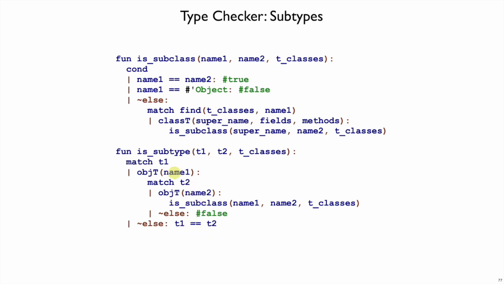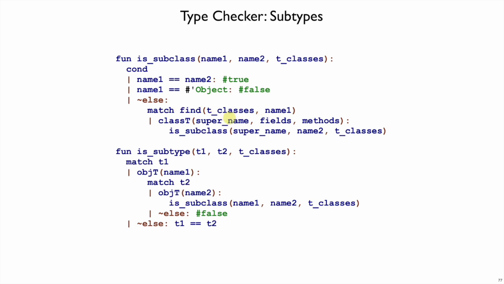But if they are both object types, then we can check whether the first one is a subclass of the second one. And the is subclass function works just as we were describing. We're going to walk up the tree starting from name1 to see if we hit name2. So if we've already hit name2, then that means name1 is a subclass of name2. If name1 got to object and we were not looking for object, that means that name1 must not be a subclass of name2, so we return false.